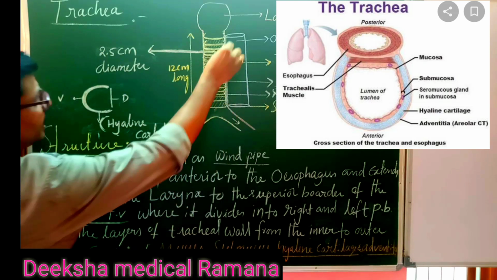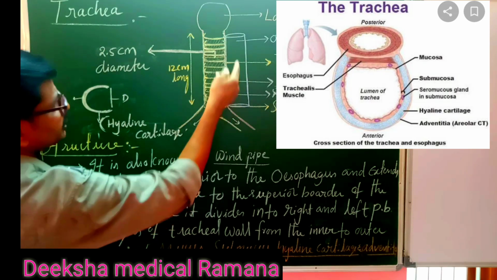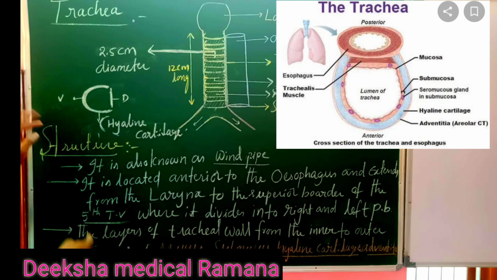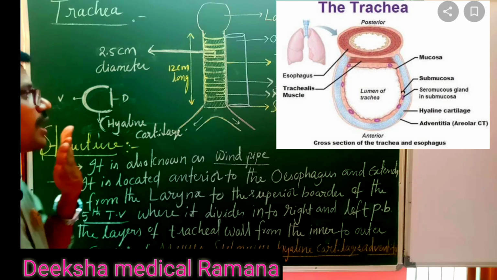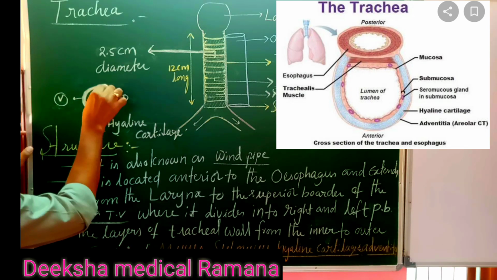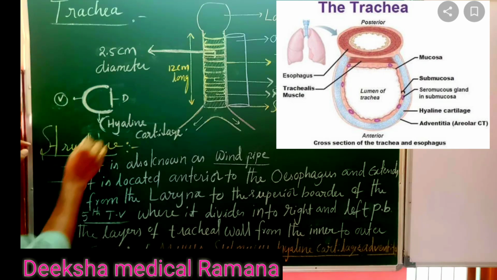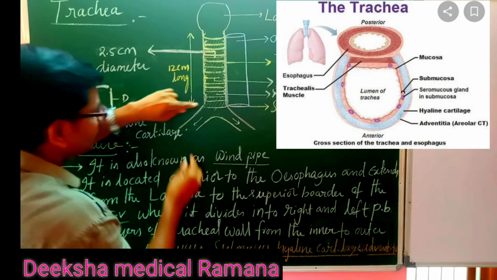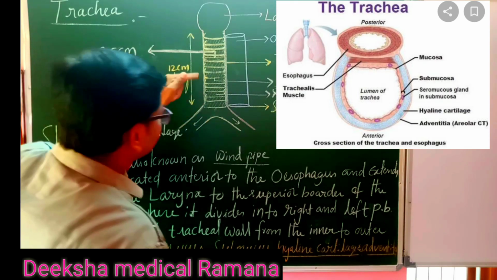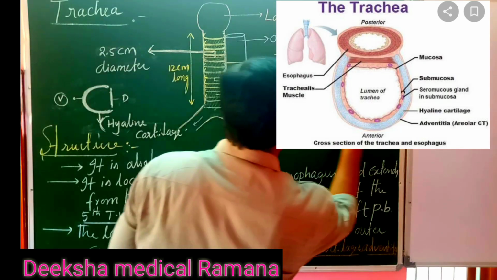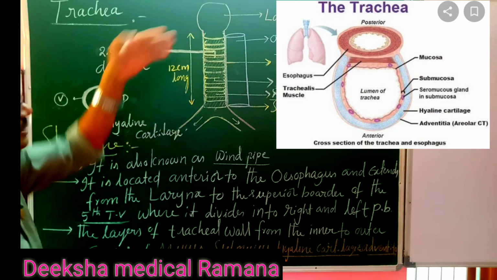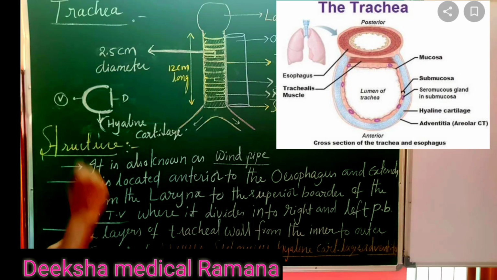That means the part of the trachea which is present towards the esophagus will be incomplete, but the part towards the front, or ventral side, is complete. So it is an incomplete C-shaped ring made up of hyaline cartilage. There are 16 to 20 cartilaginous rings present. Each ring is connected by dense connective tissue, a tissue which joins one ring to another.